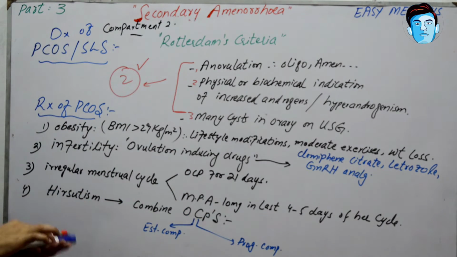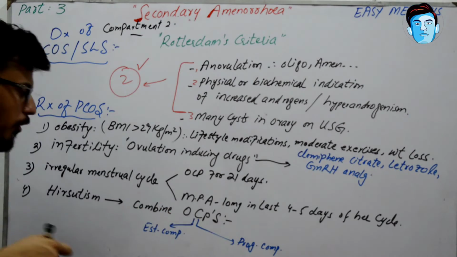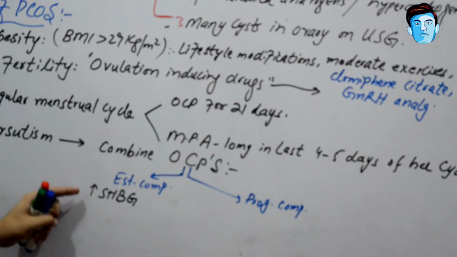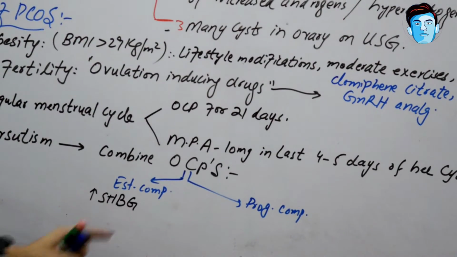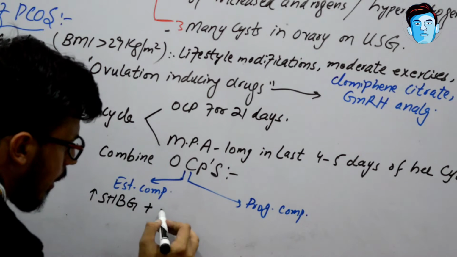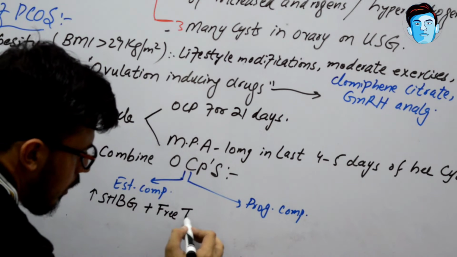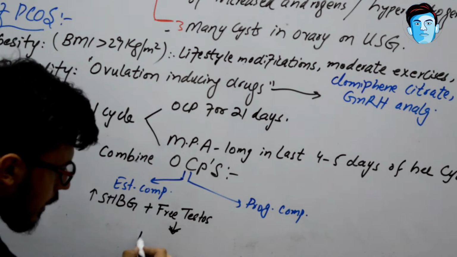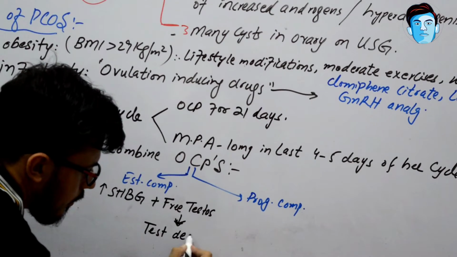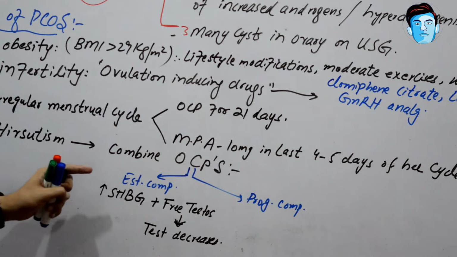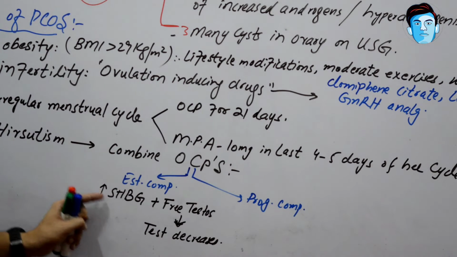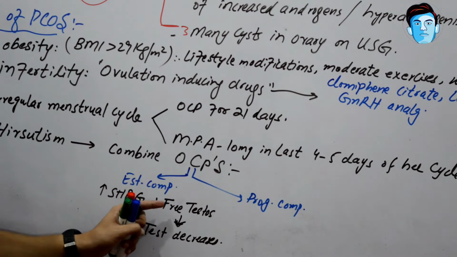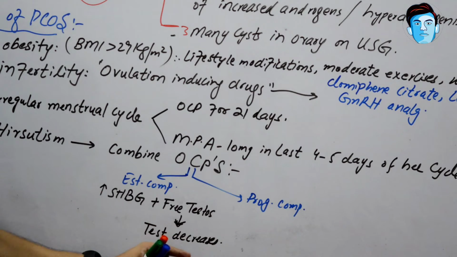Now the estrogen component of combined oral contraceptive pills increases the sex hormone binding globulin level. This sex hormone binding globulin combines with the free testosterone, and after that the testosterone level decreases. So the estrogen component increases the sex hormone binding globulin level, and in turn it binds the free testosterone and leads to a decreased level of testosterone.